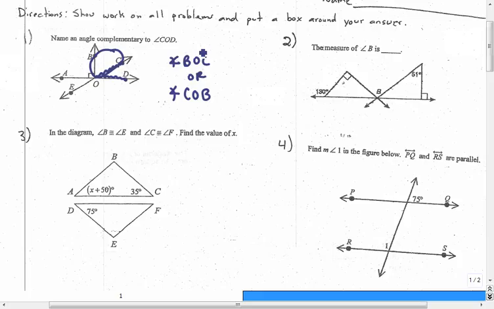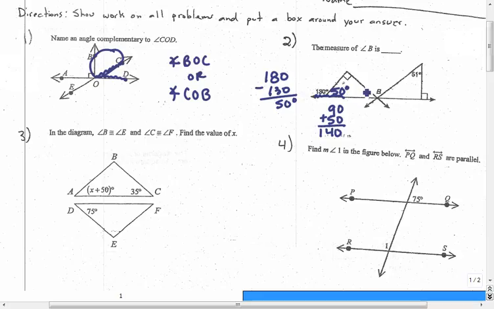Problem number 2 asks us to find the measure of angle B. Okay, we have to use a few different skills here. We know that these two angles form a straight line, so 180 minus 130 is going to give us 50 degrees. So this is 50 degrees. I know that this is a right angle, so it's 90 degrees. So 90 plus 50 degrees is 140 degrees.